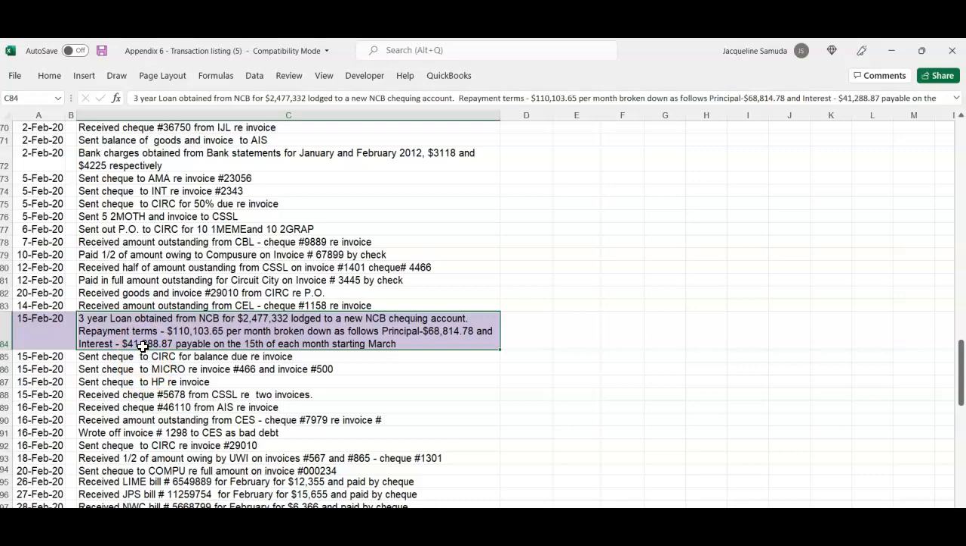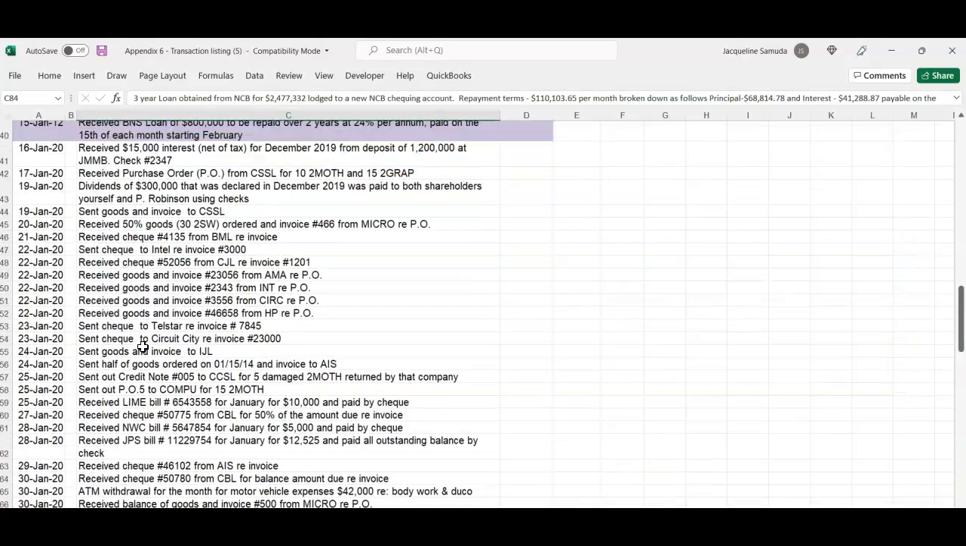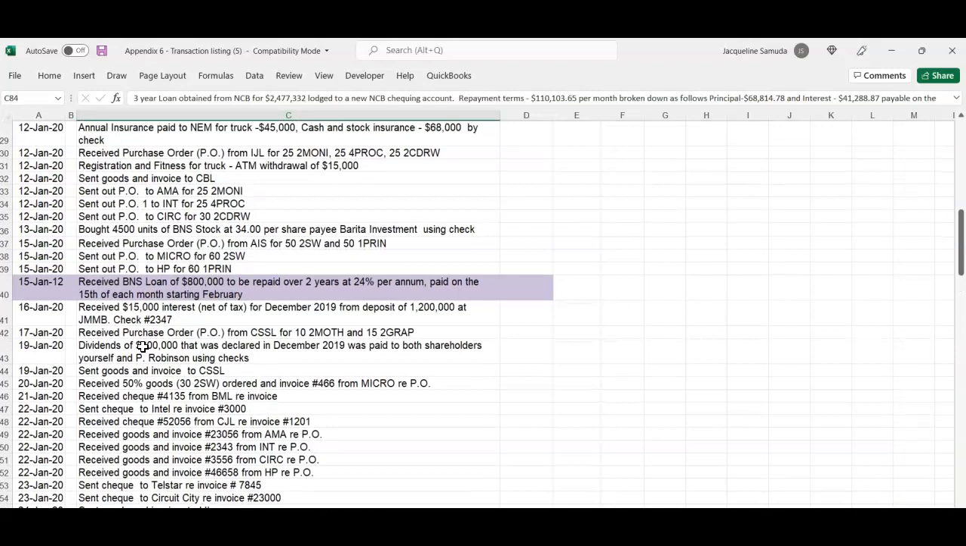Okay, but the other loan, they did not give you any detail. All they told you was the amount of the loan, how long it's going to take you to pay off the loan, and the interest rate. Now, if you're paying the 15th of each month starting February, it means that you have two loan repayments to make, one for February and one for March 15th.